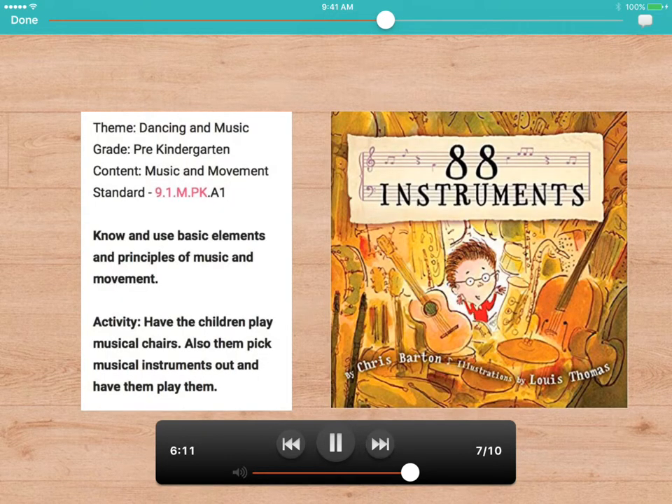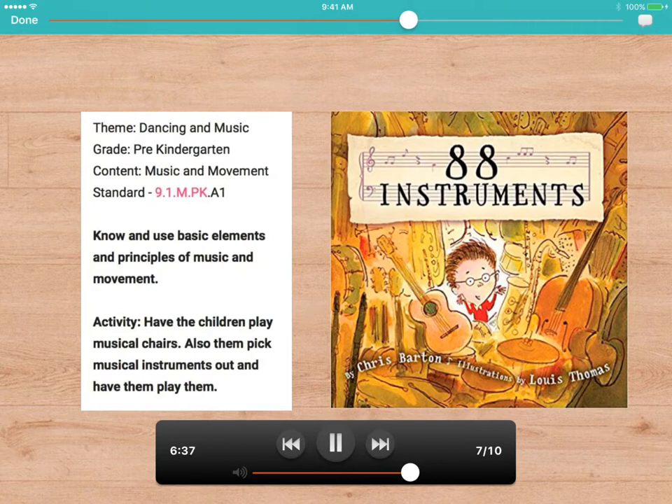Another lesson that was posted on Padlet was for the music and movement standard, knowing and using basic elements and principles of music and movement. And the activity is have them play musical chairs and then pick musical instruments and play them. So I don't know that would actually go into one lesson. Musical chairs is one thing. Musical instruments is completely, you could spend many, many weeks on. So I just focused on the musical instrument part of the lesson.